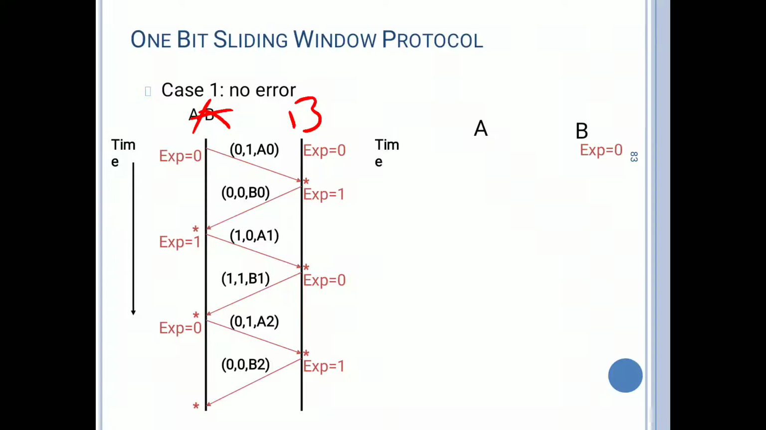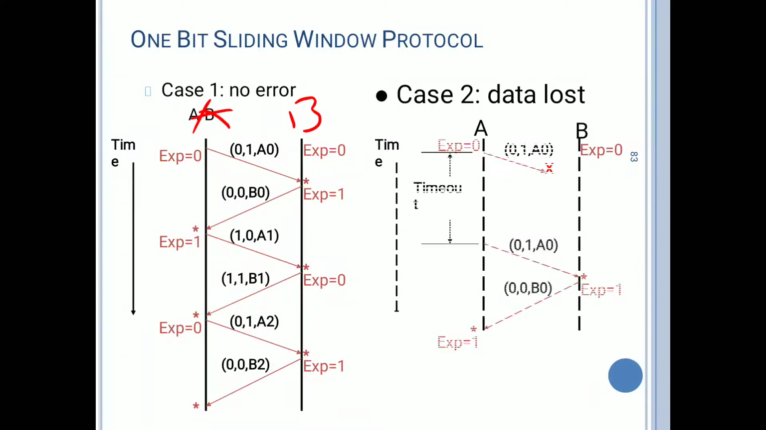The communication is good. For example, data lost. There may be data lost in the middle. What will happen? Here A sends the data, that is 0 1 A0. It will follow the stop and wait protocol, which means it will set the timer and start sending the data. Due to the noise of the channel, in the middle itself the data is lost.